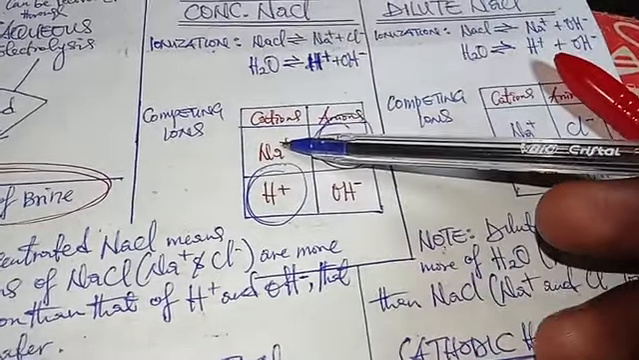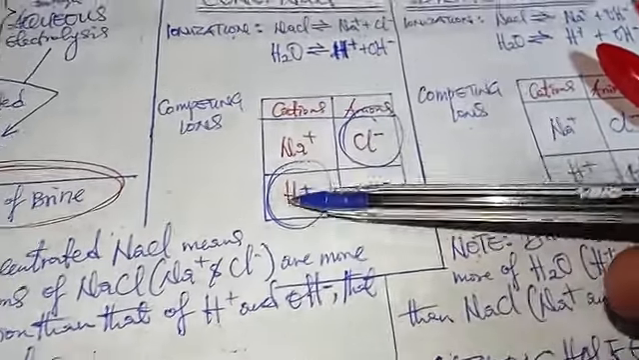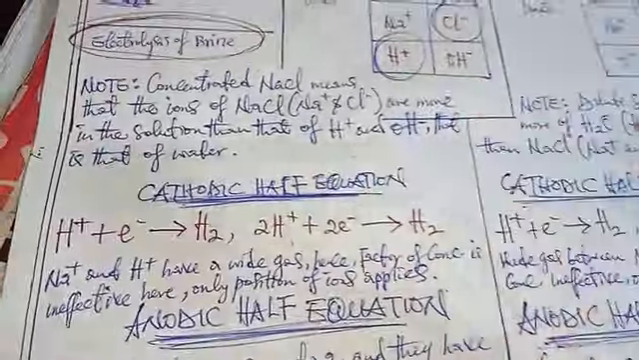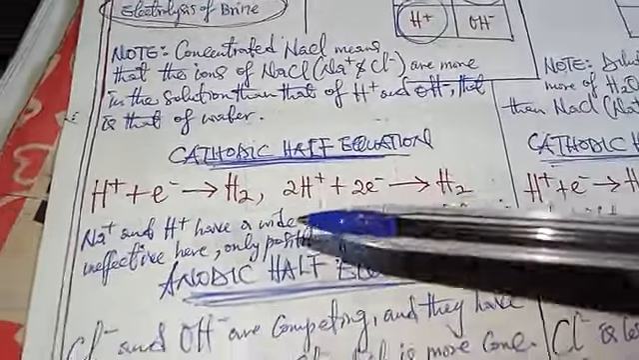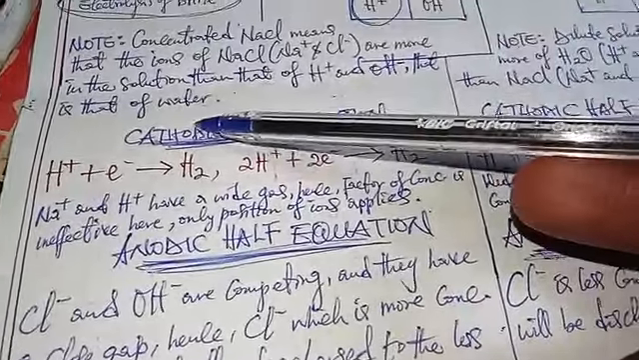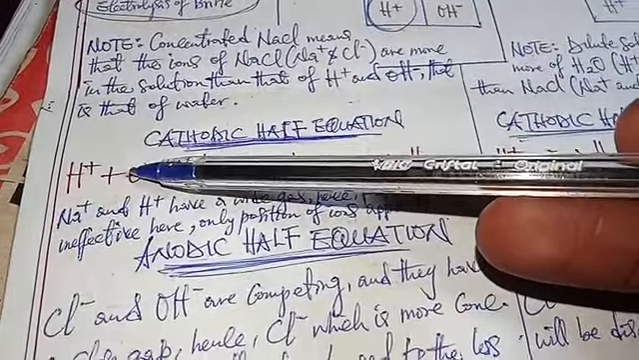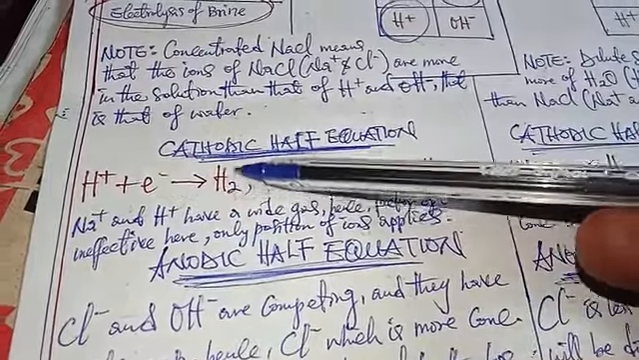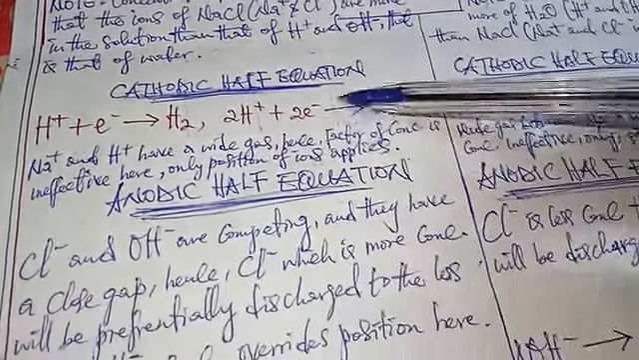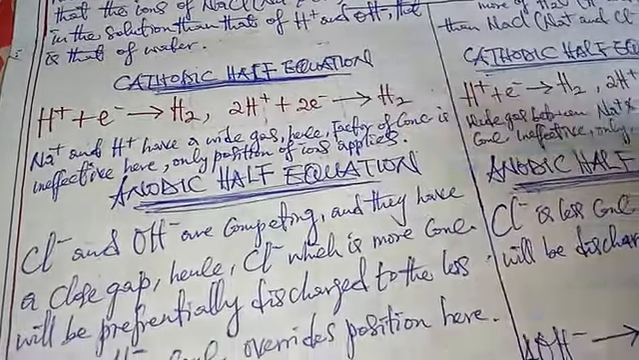So sodium ion is strong, hydrogen ion is weak. Hydrogen ion will be discharged. And we have written the equation for discharge of hydrogen ion severally. So hydrogen ion migrates at the cathode, it undergoes reduction. What is reduction? Gain of electron. When it gains electron, it forms hydrogen gas, and this is the balancing of the equation.